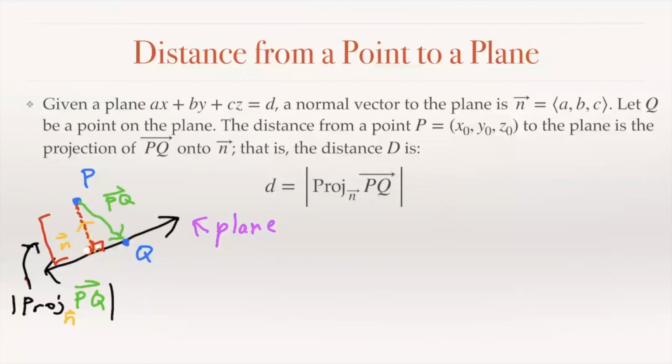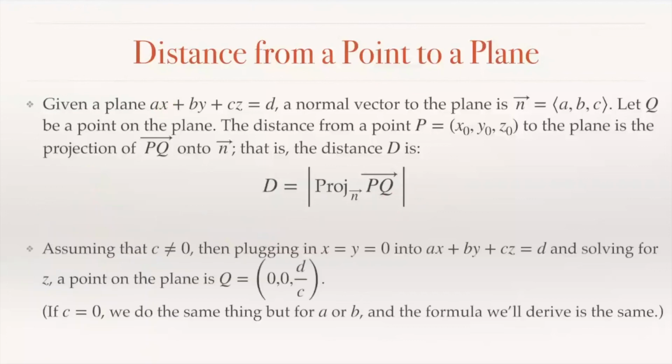Okay, so now let's expand this in terms of ABC and Q. So assuming that C here is not equal to 0, and if it is 0, then we do the same thing, but for A or B, one of these coefficients must be non-zero. That's because if they're all 0, then we would have 0 equals D, and the only way that can be true is if D is 0, so then we have 0 equals 0, and that's not a plane at all. So if this is a plane, one of these must be non-zero. So let's assume, without loss of generality, that it's C.